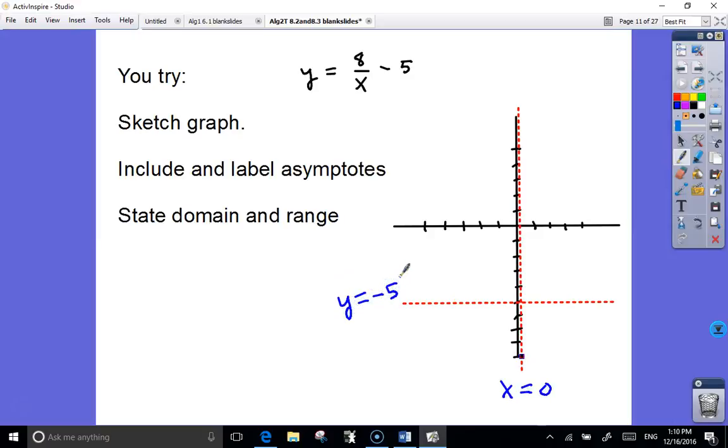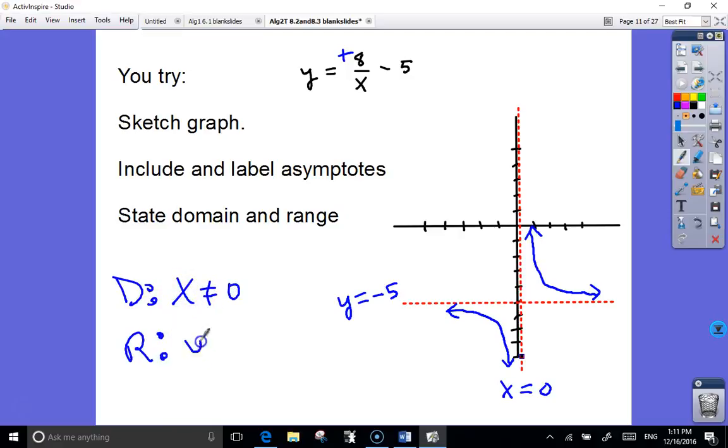Okay, which two quadrants have I got to draw it in? 1 and 3, right? It's not flipped, right? That's a positive. So we're going to draw it here. And what is the domain and the range? X does not equal 0. Y does not equal -5.